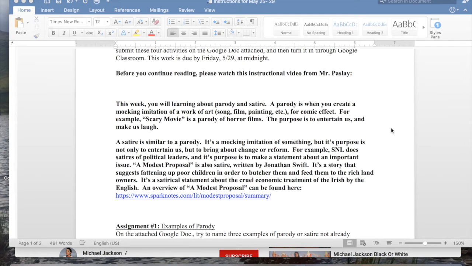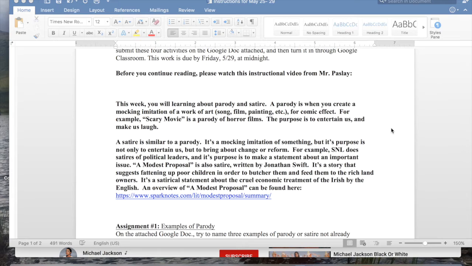The purpose is to entertain us and make us laugh. So whenever someone creates a parody, the purpose is to entertain us and make us laugh. It's for entertainment purposes. A satire is similar to a parody. It's a mocking imitation of something, but its purpose is not only to entertain us, but to bring about change or reform. So a parody is simply to entertain us and make us laugh.